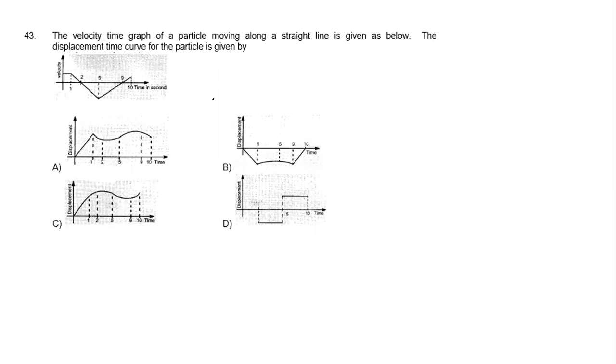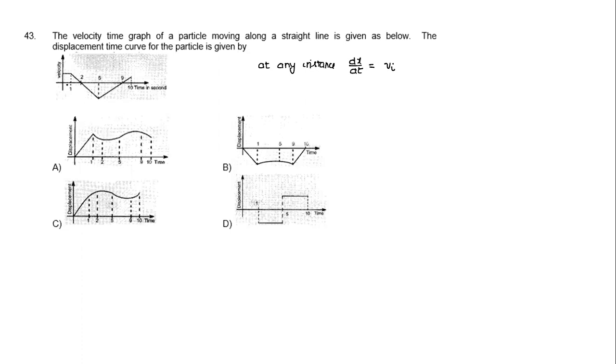Okay, this is based on a graph of velocity, and we have to find displacement. All we need to understand is that at any instant, the slope of the displacement-time graph is equal to the velocity at that instant. If you draw a tangent at any time on the displacement-time graph, the slope of the tangent has to be equal to the instantaneous velocity. So let's look at this from here.